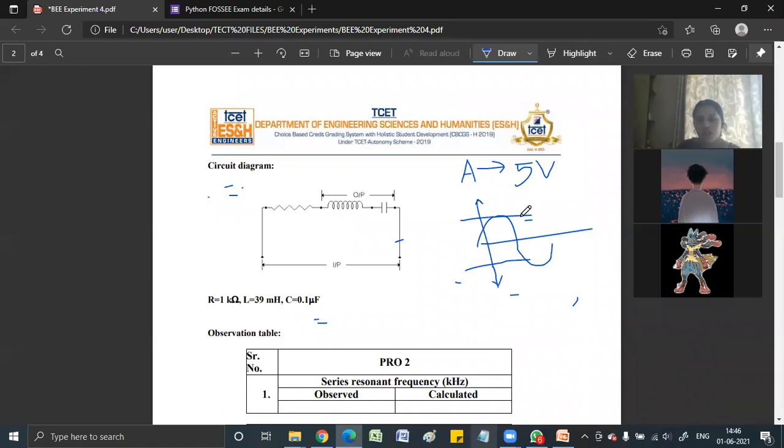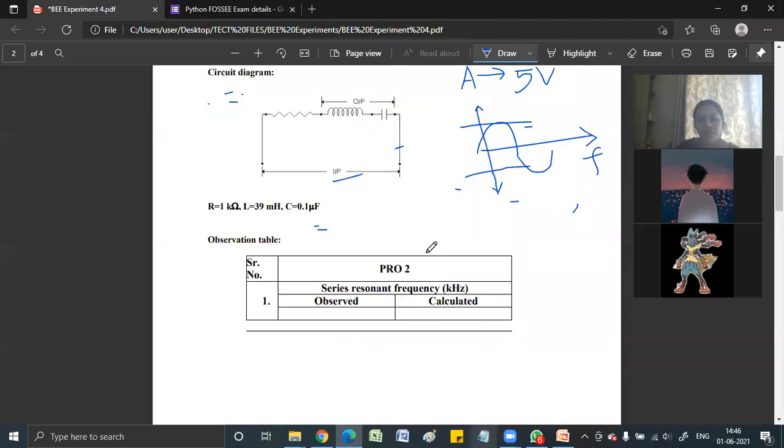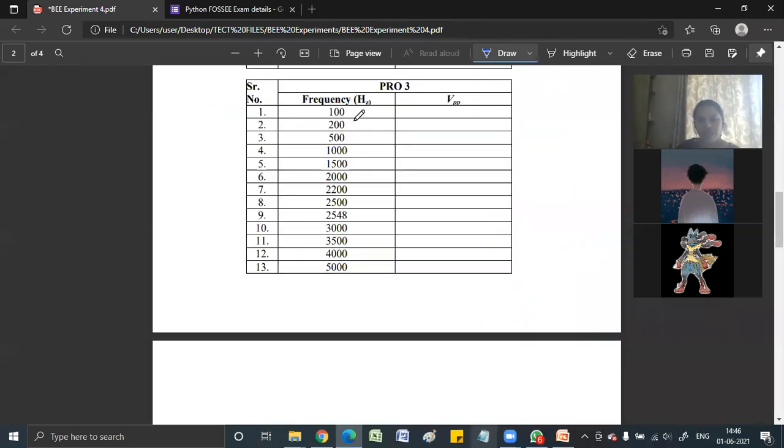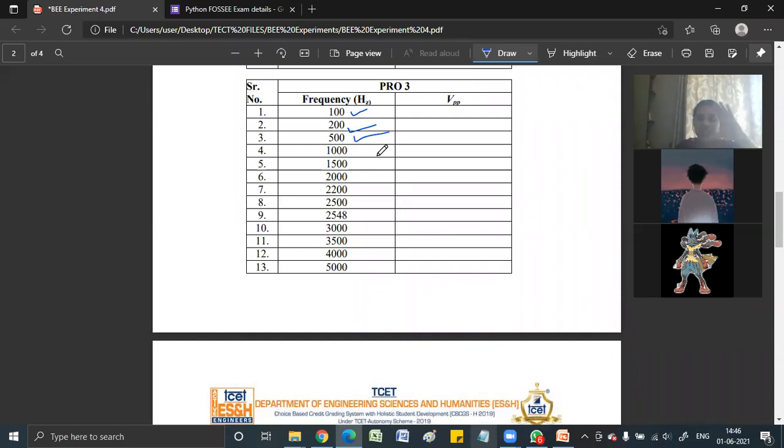Now you're going to vary the frequency, that is, the x-axis, the frequency of the sine wave, starting from the range of 100 hertz. At 100 hertz, at 200 hertz, at 500 hertz. Please note the amplitude is still 5 volts peak to peak. Then you have 1000, then 1500, then 2000, and so on. When you vary the frequency, you're going to calculate the peak to peak voltage of the output.